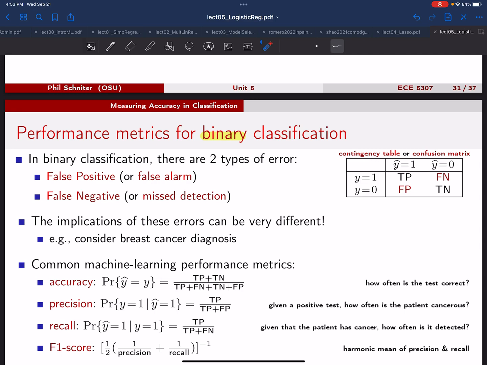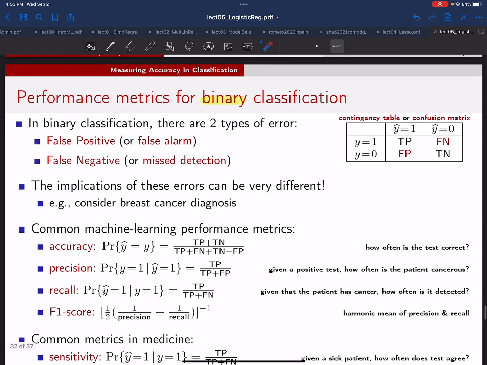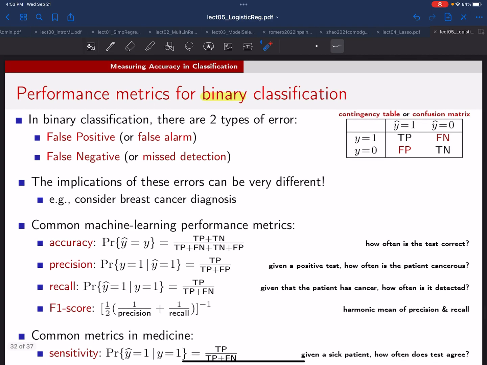So in some applications, there's really not a lot of difference. You care about them equally, like maybe in digital communications when you're transmitting bits that are 0 or 1. If you got it wrong, 0 to 1 or 1 to 0, it's kind of all the same. But in other applications, there's a huge difference between those 2 different errors.